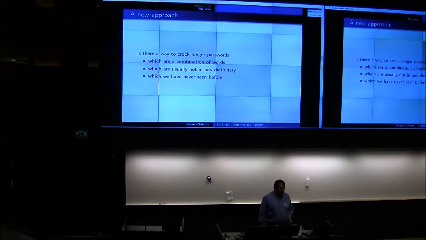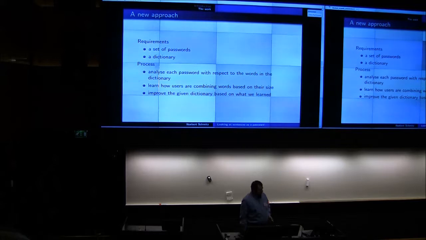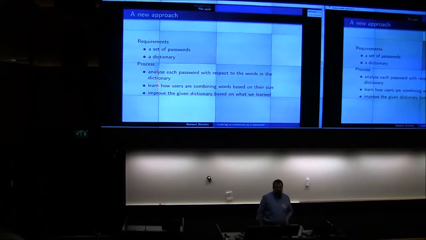It's quite interesting to look at the sentences they are using there. So for my approach, I started to think about the requirements. I wanted to start with a set of passwords which is already leaked, and use a dictionary. I will come later to which one I took.